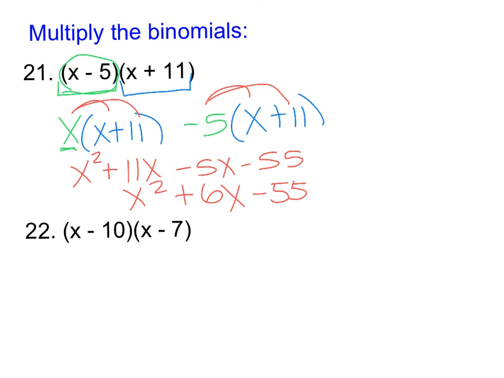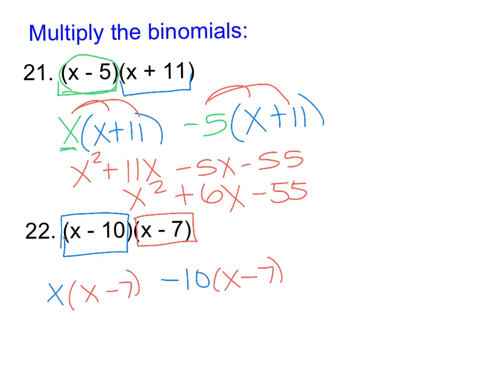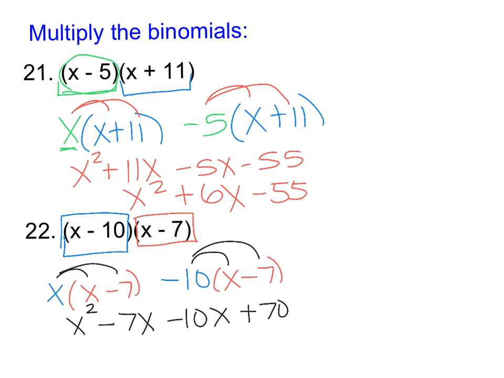All right. Again, I'm going to separate it by color. I'm going to make this one blue and this one red. So my blue x times my red x minus 7, minus my blue 10 times my x minus 7. Distribute. X times x is x squared minus 7x. Negative 10 times x is negative 10x plus 70. Don't forget that you have a negative times a negative.